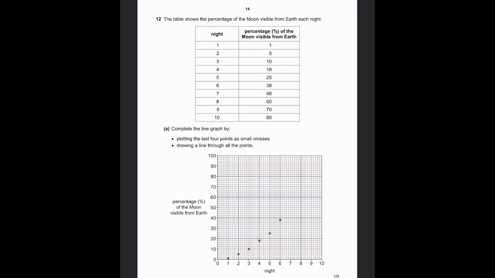Now the 7th night is 48%. That will be right here. The 8th night is 60%, which is right here. 9th night is 70%. And 10th night is 80%. Now we can draw a small curved line through all of them. And you need to go through 0, 0 as well.